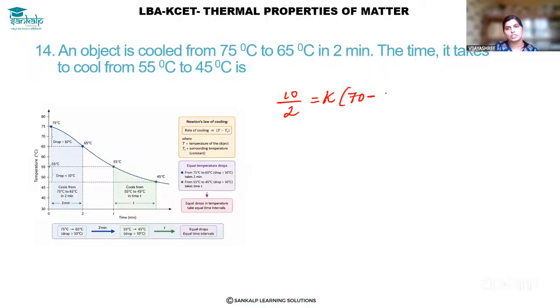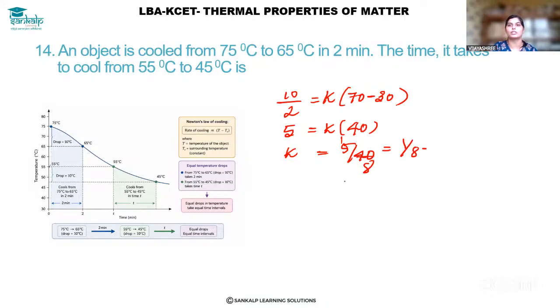K into 70 degrees Celsius minus 30 degree Celsius, which is equal to 5 is equal to K into 70 minus 30, that is 40 degrees Celsius. Therefore, K is equal to 5 divided by 40, which is 1 by 8. Okay, so K value is 1 by 8.